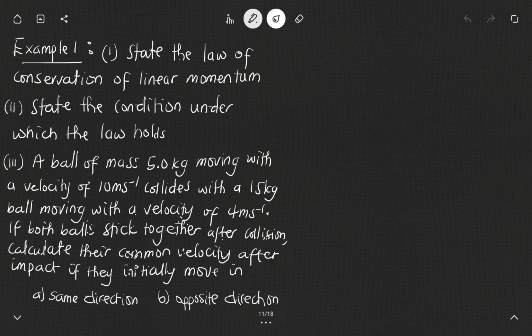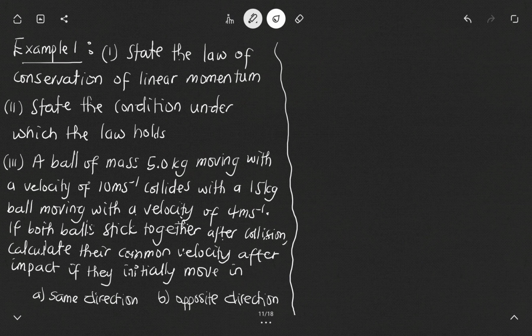A ball of mass 5 kg moving with a velocity of 10 meters per second collides with a ball of 15 kg moving with a velocity of 4 meters per second. If both balls stick together after collision, we are to calculate their common velocity after impact if they initially move in A, the same direction, and B, the opposite direction. Now, let's go ahead and look at the solution to this problem.